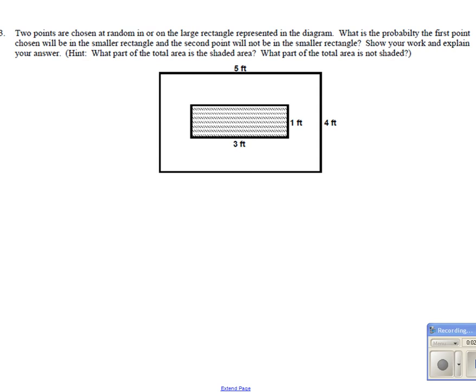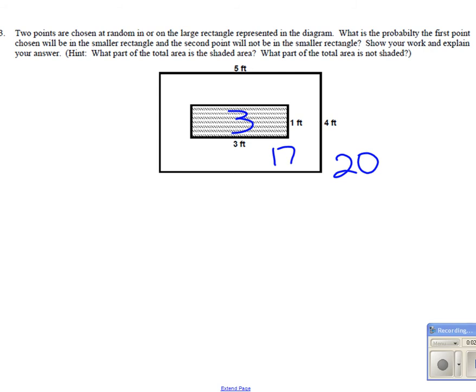It does give you a hint: what part of the total area is the shaded area? Well, if we find the area, what's the area of the shaded part? 1 times 3 is 3. What is the total area? 20, which means what is the unshaded part? 17, because 20 minus 3 is 17. But how is that a probability? We're going to get there.